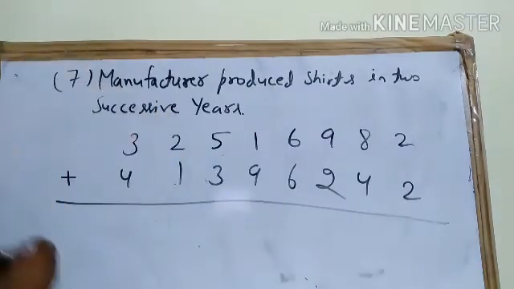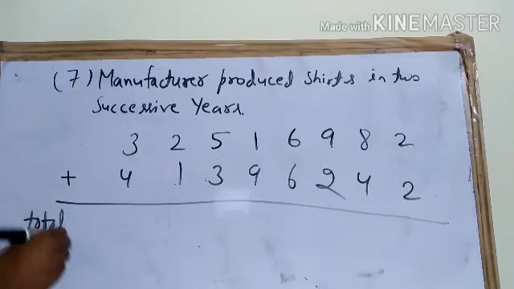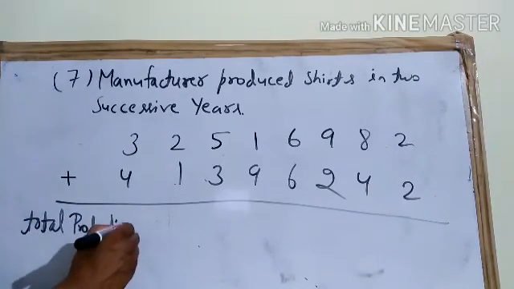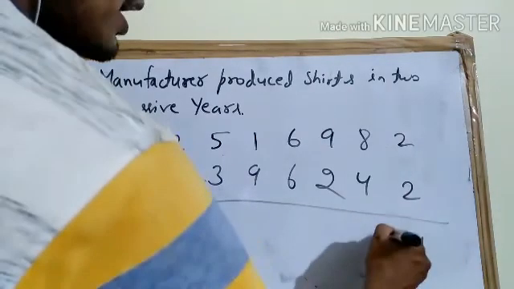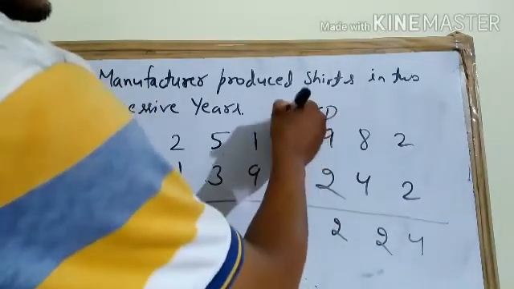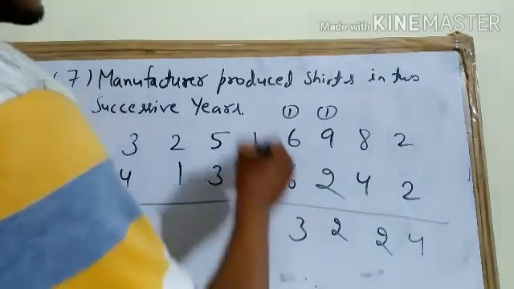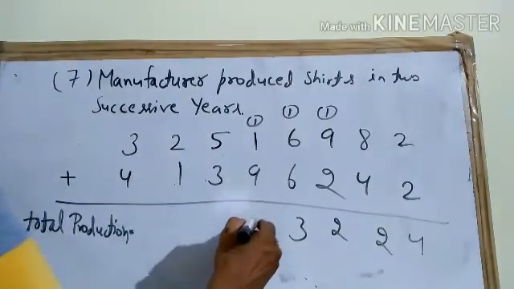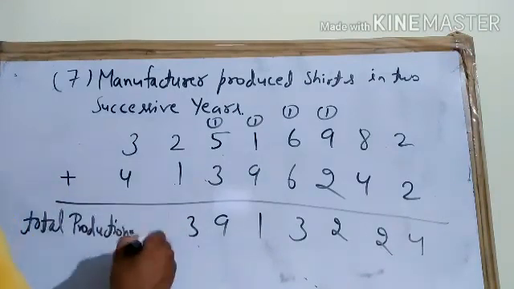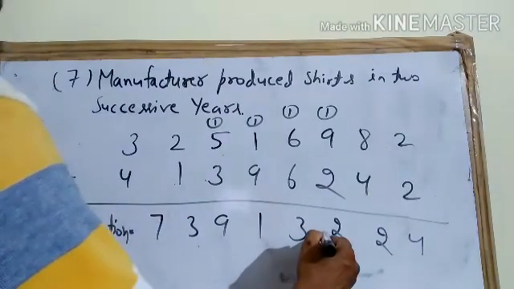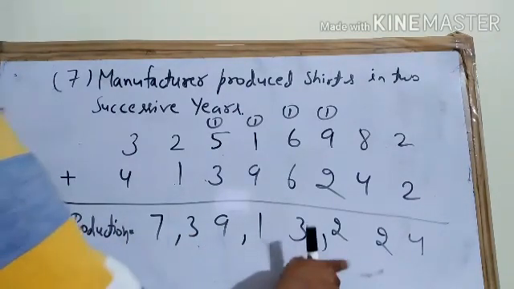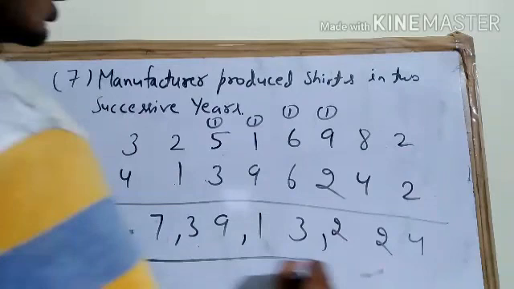Total, for finding total production of shirts, total production equal to 2 and 2 4, 8 and 4 12, 1 carry, 9 and 2 11, 11 and 1 12, again 1 carry, 6 and 6 12, 12 and 1 13, 1 carry, 9 and 1 10 and 1 11, 1 carry again, 5 and 3 8 and 1 9, 2 and 1 3, and 3 and 4 7. Put the commas, first comma 3 digits, then 2 digits, 7 crore 39 lakhs 13,224. This is the production of shirts in 2 years.